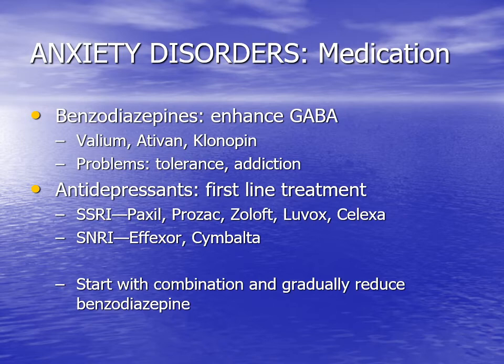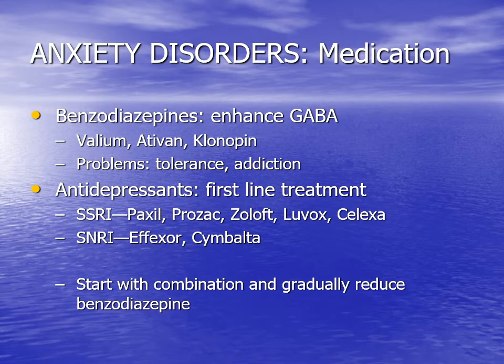So medication, the benzos, they enhance the neurotransmitter GABA. That's not one of the ones that I had you learn earlier on, but that's another neurotransmitter, and it helps you calm down, keeps you calm. That's what the benzos help. They give you more GABA. Problems with that is you need more and more to get the same effect, which is tolerance, and you can get addicted.